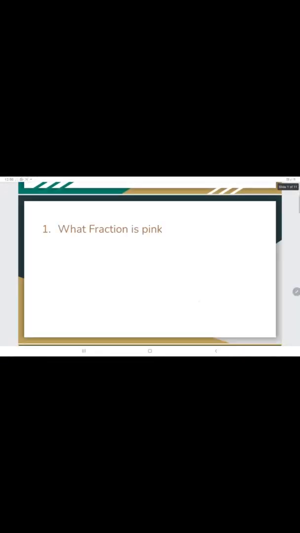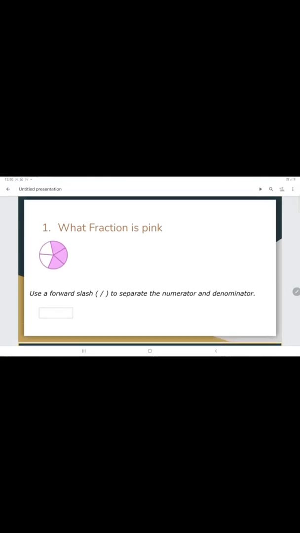So let's begin. This is our first question. What fraction is pink? You can see here is one circle. In this circle there are three pink colored triangles. So the numerator is 3.